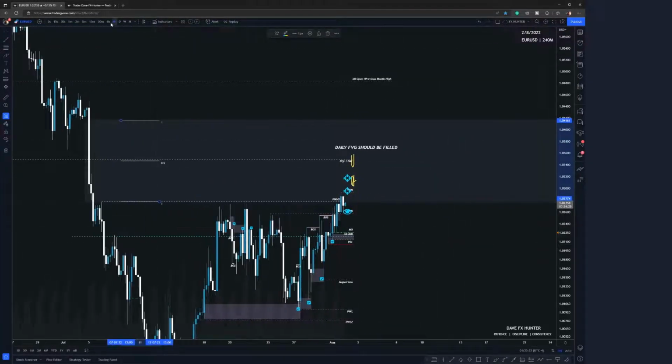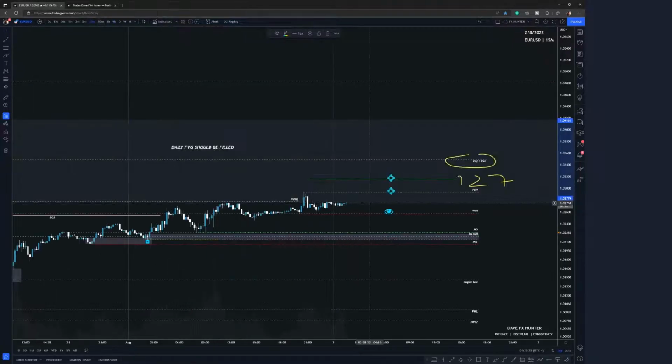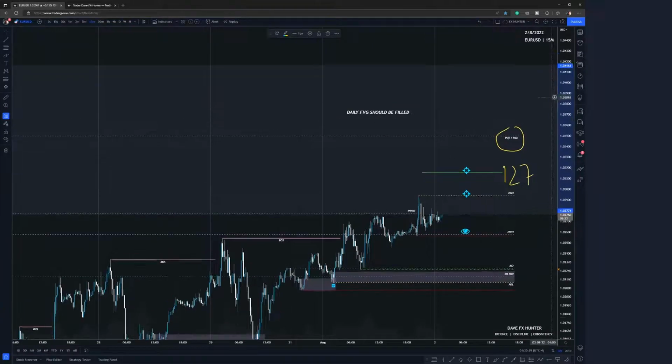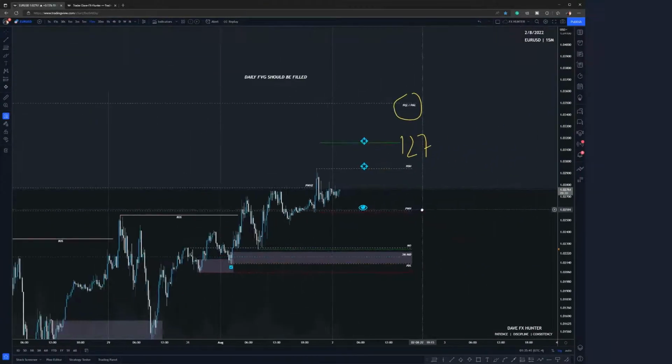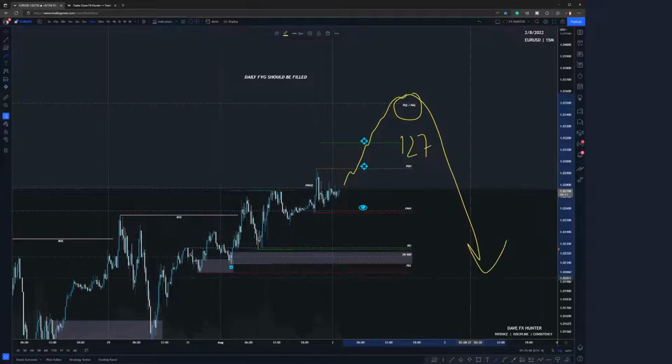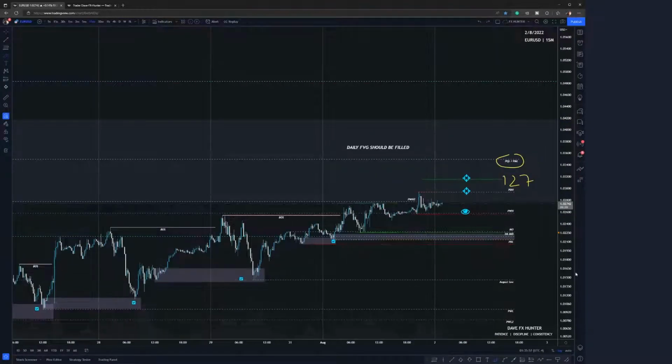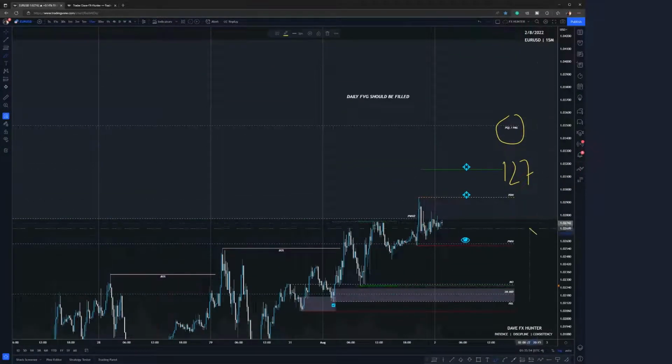So obviously the perfect movement would be that the price would come up like this and then reverse here, right? This is what I would of course be happy with if it happens. But let's see.